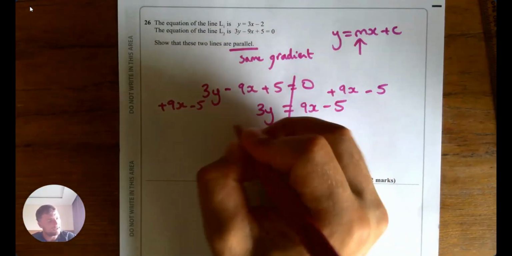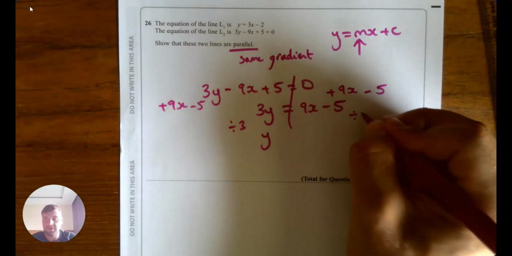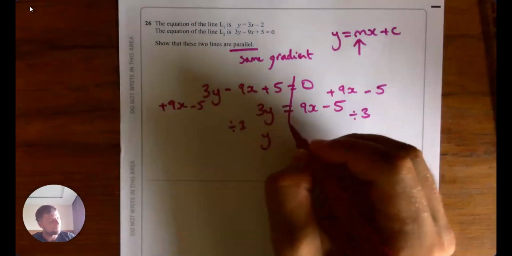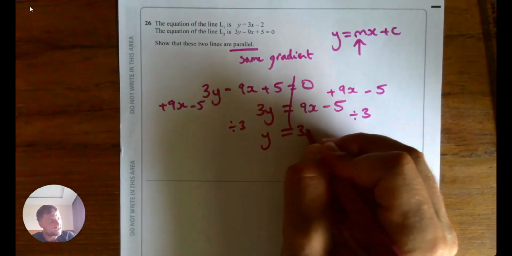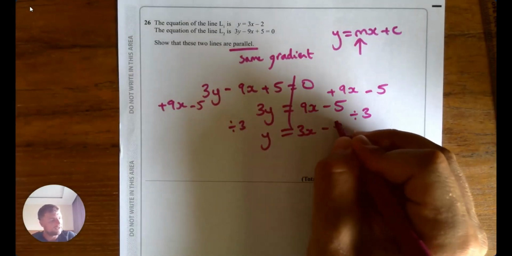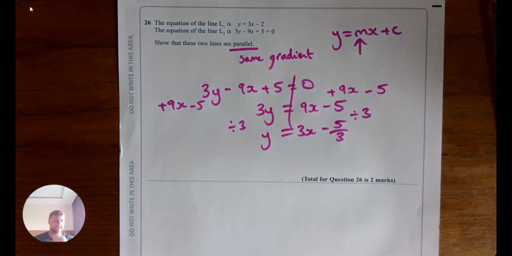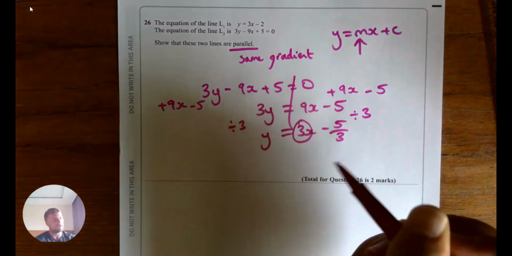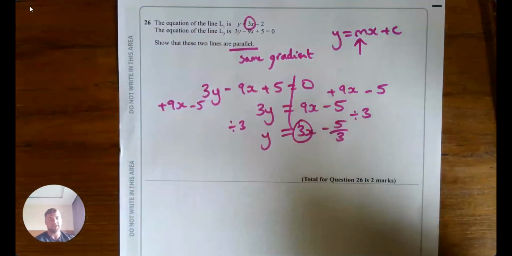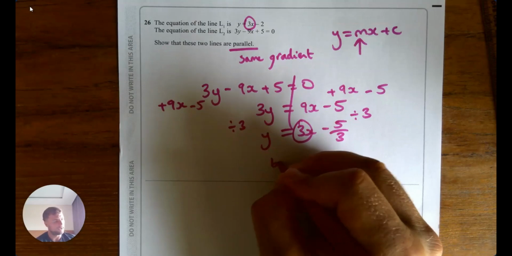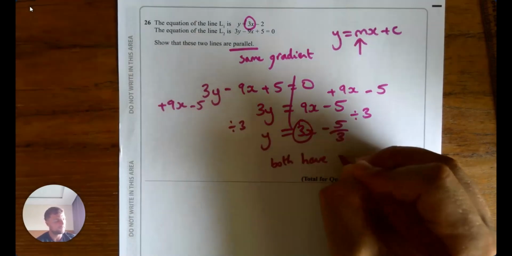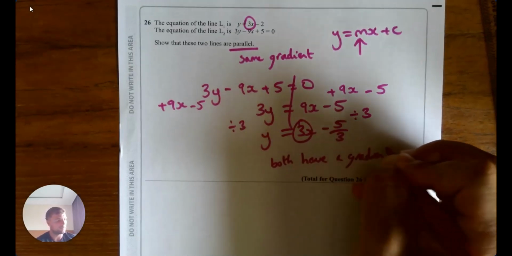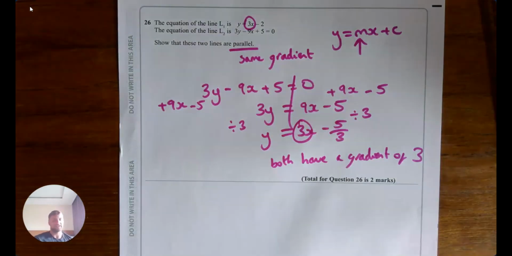Then we're trying to get y by itself. So I'm going to divide by 3, divide by 3. 9x divided by 3 is 3x. 5 divided by 3 is 5 over 3. Because it's non-calculator, I'm not going to try and write that as a decimal, just going to write it like that. Now, if we look, you've got 3x here and you've got 3x here. So you can say both have a gradient of 3, and that's the proof sorted for that.